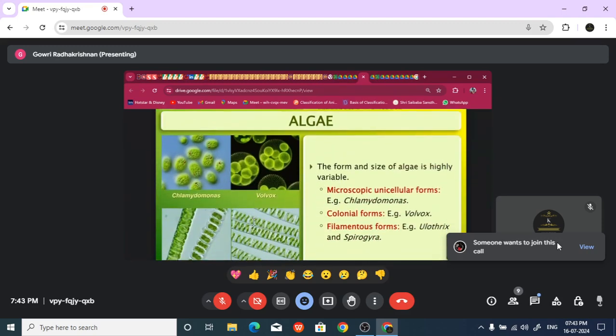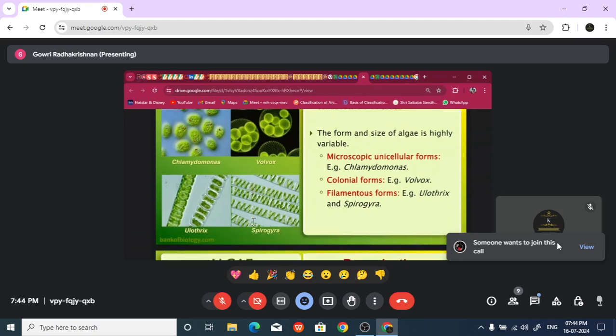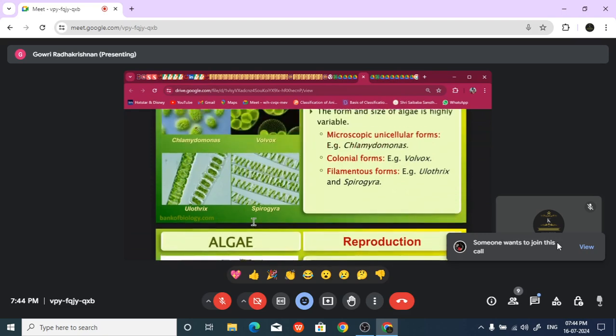All right, algae forms and sizes. They can be microscopic unicellular forms, for example Chlamydomonas. Then colonial forms, I mean, they stay together as a group, that is Volvox. Then filamentous forms, Ulothrix and Spirogyra. You can see the diagrams here, Ulothrix and Spirogyra.